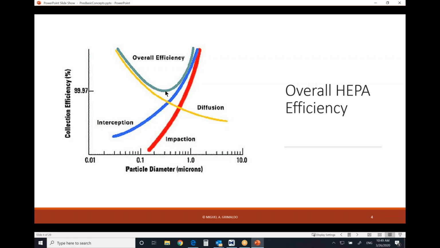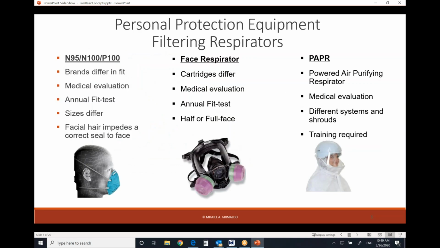When we say 0.3 micron is the most penetrating particle size, a HEPA filter needs to be 99.97% efficient for 0.3 micron. So for any particle smaller than 0.3 micron, the filter efficiency goes towards 100%. And for any particle larger than 0.3 micron, the filter also goes towards 100% efficiency. These HEPA filters are sometimes used in respirators, and these are some of the safety barriers that we use.